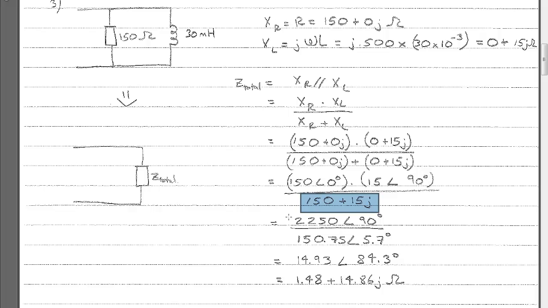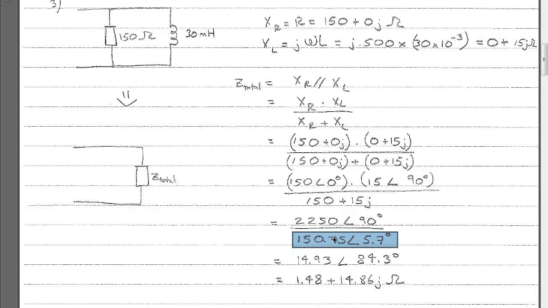So far so good. Next step up here, I've done that multiplication. So I converted to polar form and then I did the multiplication. What you do is you multiply the magnitudes together and add the angles. So I end up with a magnitude of 2250 at an angle of 90 degrees over this value. This is simply the conversion to polar form from that rectangular form that we had in the step above. So it becomes 150.75 magnitude at an angle of 5.7 degrees.